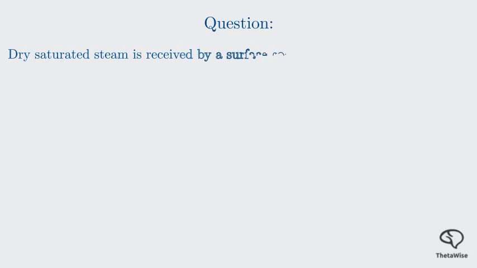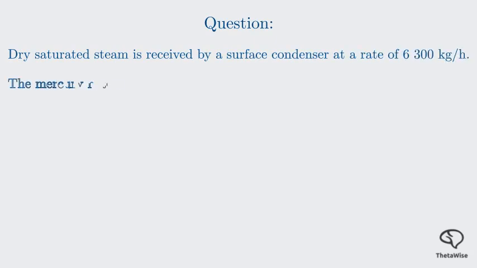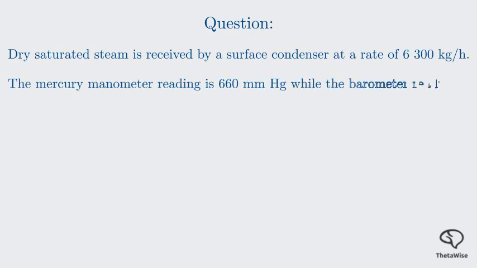Let's read the question for this problem. Dry saturated steam is received by a surface condenser at a rate of 6,300 kilos per hour. The mercury manometer reading is 660 millimeters of mercury, while the barometer reading is 750 millimeters of mercury. The cooling water used is seawater.